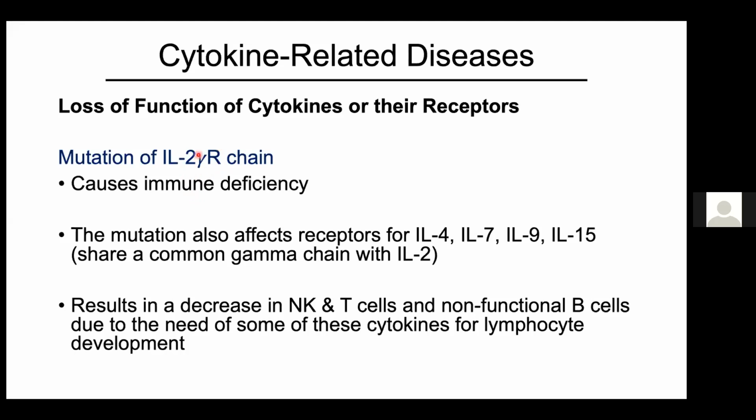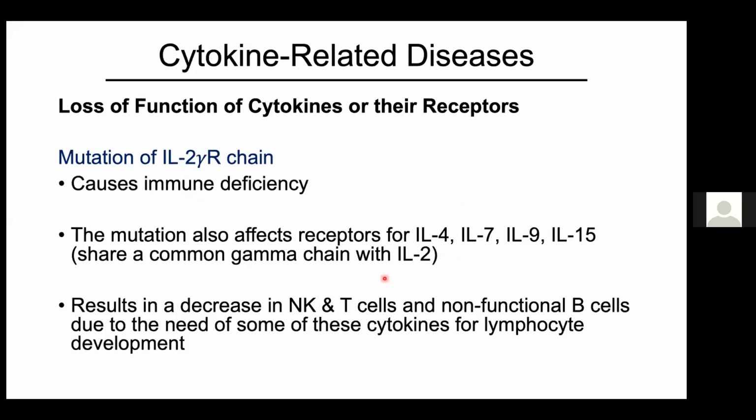And because it's a common gamma chain, this same gamma chain is shared by the interleukin-4 receptor, 7, 9, 15. They all share that gamma chain. So the function of all these cytokines will be affected, okay?